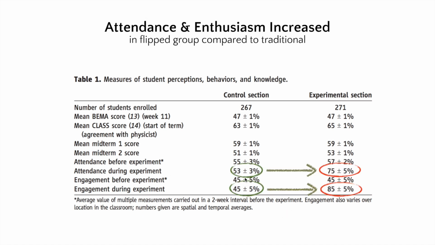And at the end, they looked at a couple of different things. They looked at the attendance, and you could see the attendance in the experimental section was much higher. It increased from 57 to 75, whereas you can see that the attendance from the control group didn't really change. And same with the engagement, which was much bigger here. But these are really, I would say, softer outcomes.